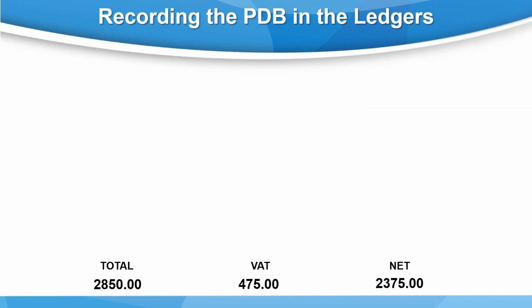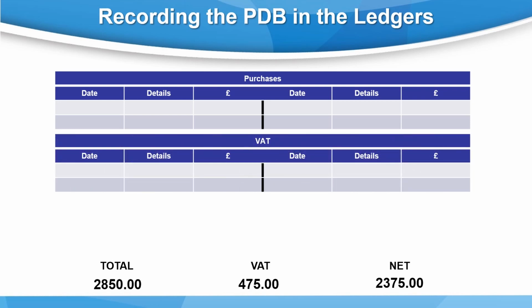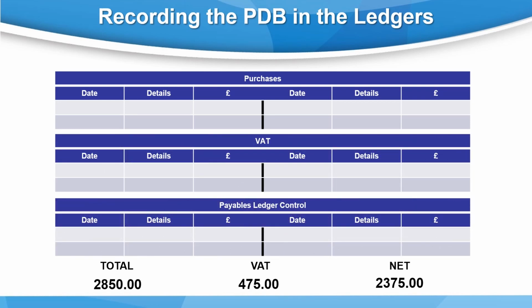We need 3 T accounts in the General Ledger to post these figures. These are the Purchases account, the VAT account, and the Payables Ledger Control account. Purchases are always a debit. Remember, we're not purchasing VAT, so we need to use the net figure, that is, the figure without VAT. We'll enter the date, here for the end of the month. Then in the details, we'll put where the information came from. Then we'll enter the net figure as a debit in the Purchases account.